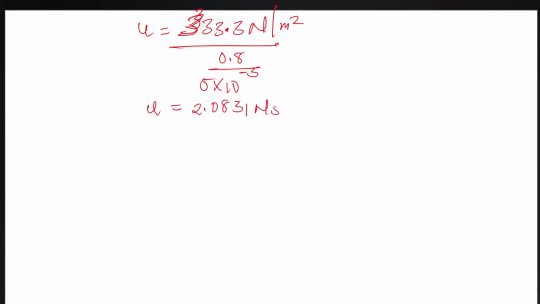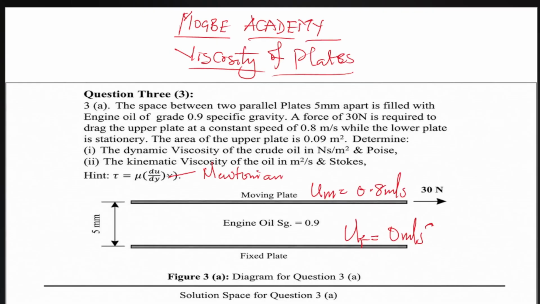2.0831 Newton seconds per meter square. Are we together? Now look at your question. Remember that you are asked to leave your answer in poise. Your answer in Newton seconds per meter square and poise.